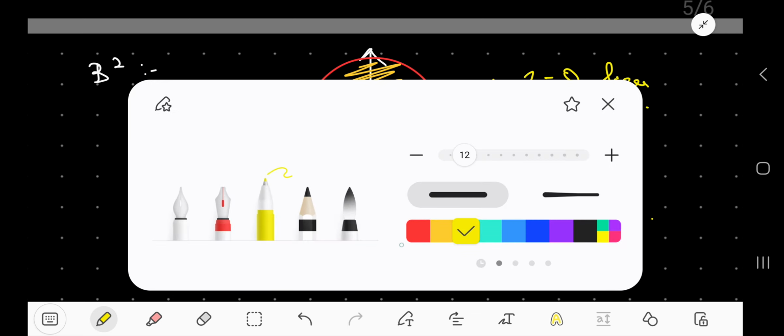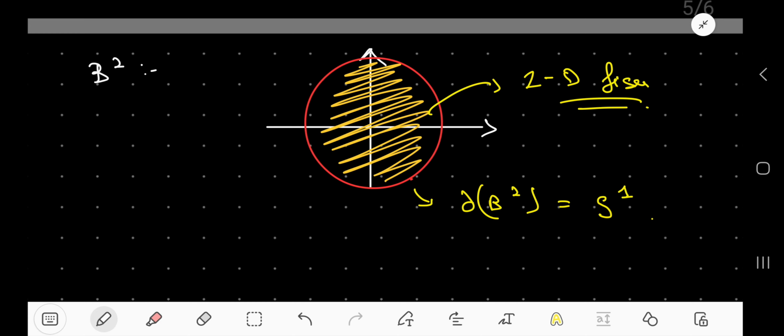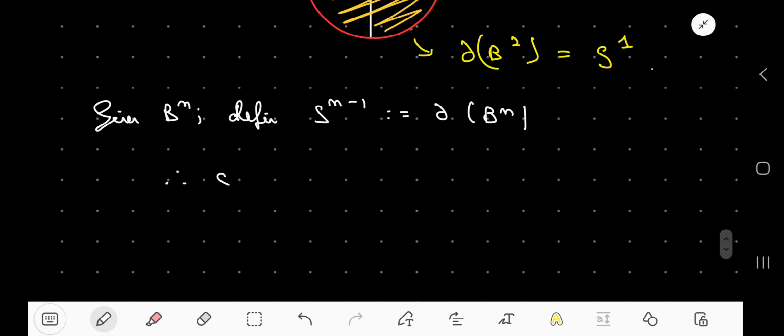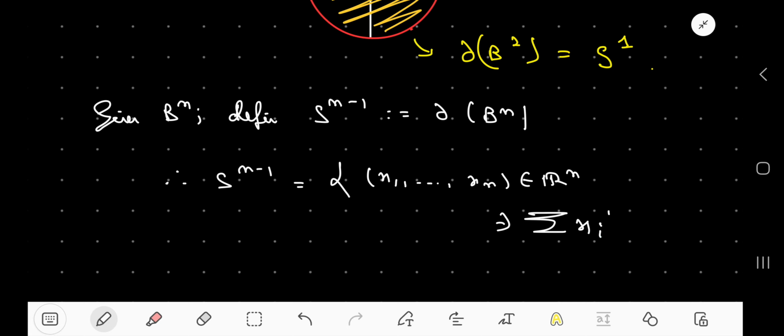On a similar note, once we have defined what Bn is, that is, what an n dimensional ball is, I can define what an n minus 1 dimensional surface is. So given Bn, define Sn minus 1, because we have already seen the dimension comes down by 1, to be the boundary of Bn, and therefore I can define Sn minus 1 to be the collection of points x1 till xn in Rn, such that the summation of xi squared, i equals 1 to n, is equal to 1. Clear? Okay.